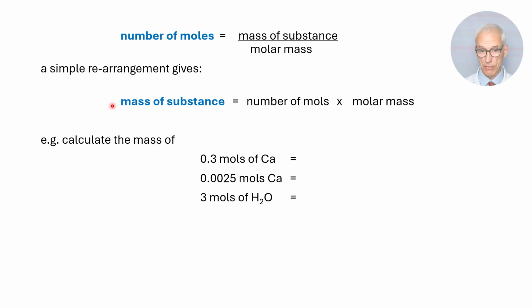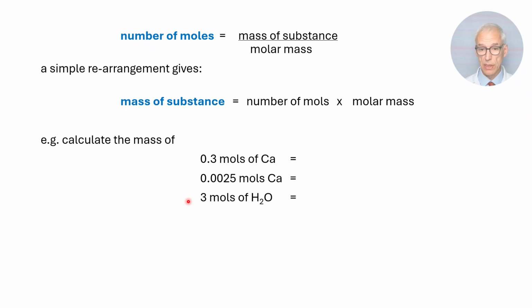Using that relationship, calculate the mass of 0.3 moles of calcium, 0.0025 moles of calcium, and 3 moles of water. Stop, restart when you are ready to check your answers.